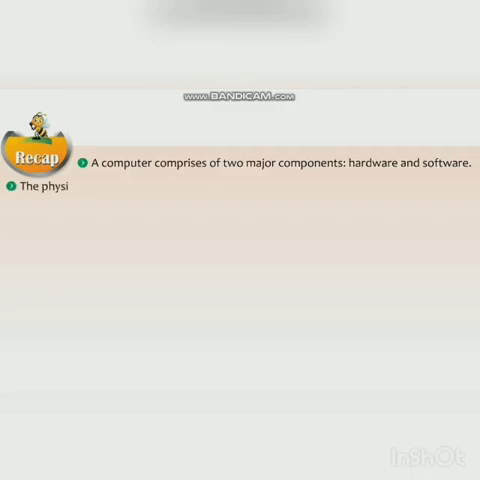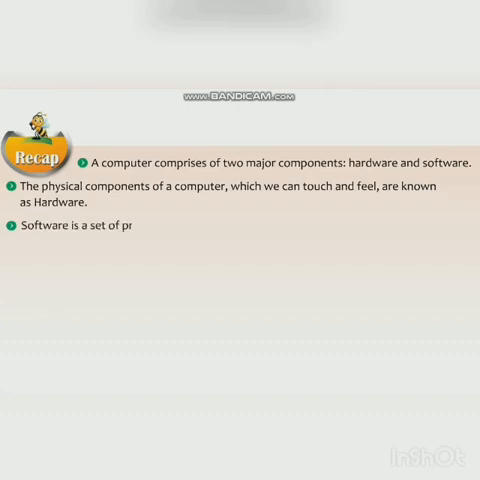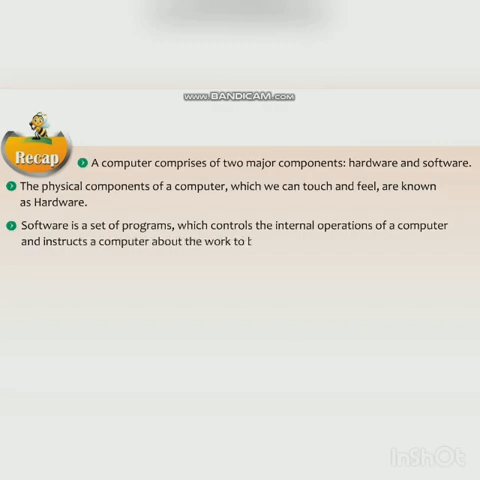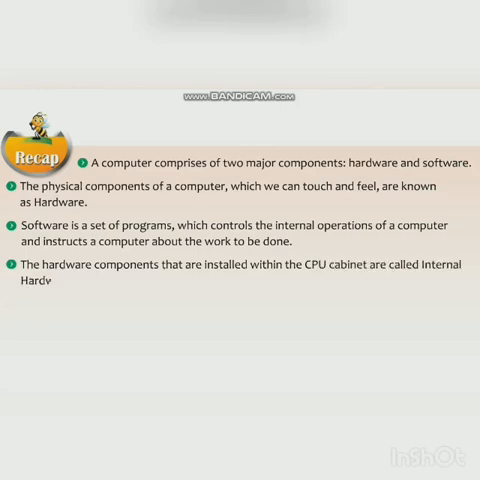Okay students, let us take a recap of this chapter. A computer comprises of two major components, hardware and software. The physical components of a computer which we can touch and feel are known as hardware. Software is a set of programs which controls the internal operations of a computer and instructs the computer about the work to be done. The hardware components that are installed within the CPU cabinet are called internal hardware.